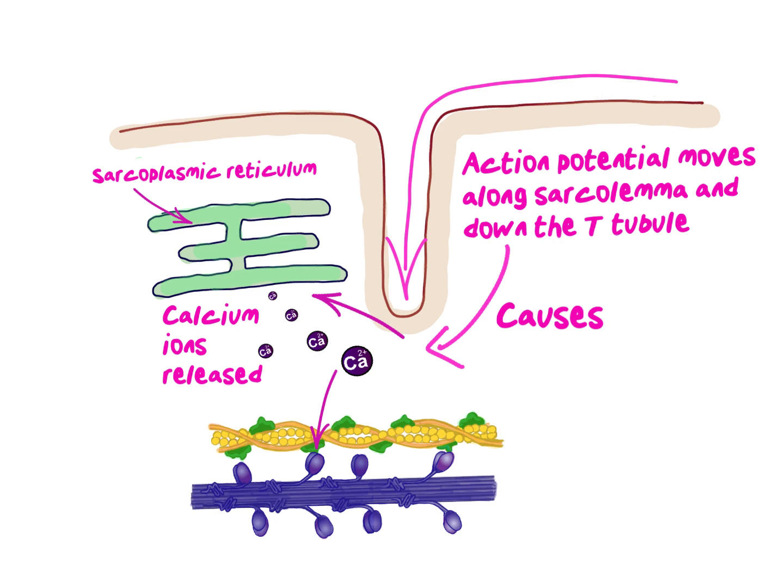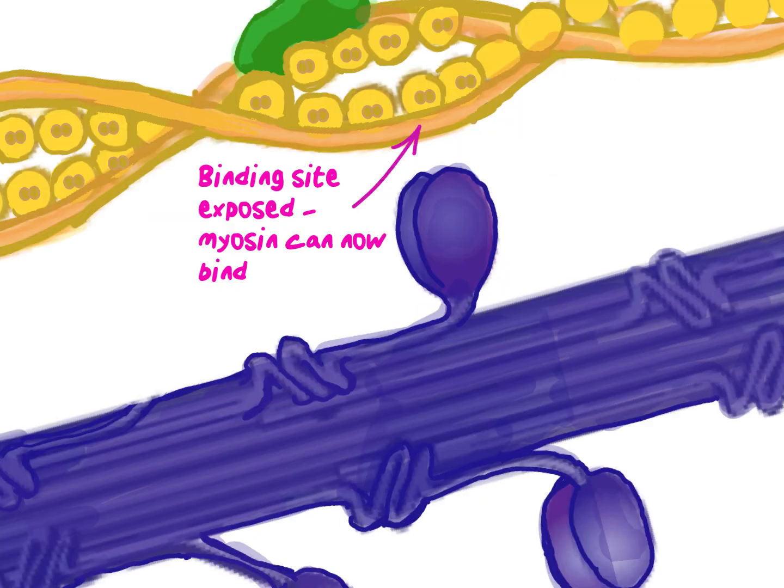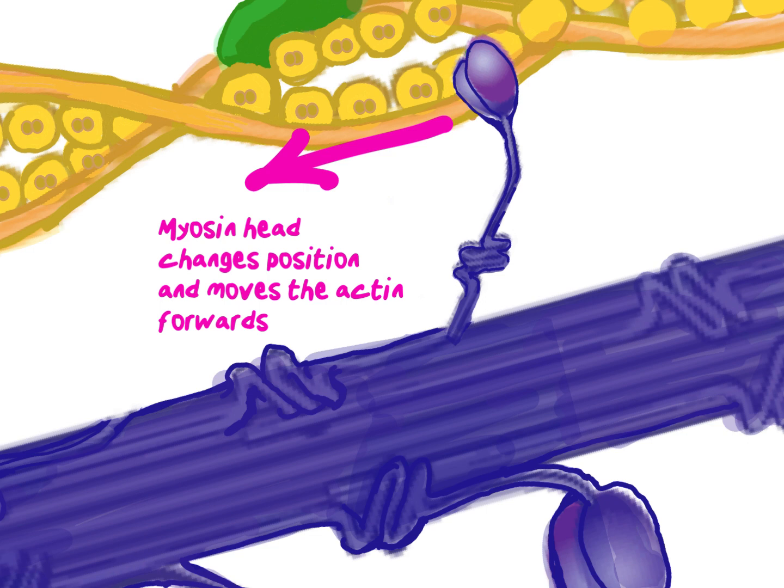Okay, so we've got an action potential stimulating the release of calcium ions from the sarcoplasmic reticulum, and those calcium ions will diffuse through the sarcoplasm towards the myofilament. So in the presence of calcium ions, we have the troponin turning and exposing the binding site, so myosin can now bind to the actin. The myosin head now bound to the actin will drive the actin filaments forwards. Okay, it's like a power stroke. It drives the actin forwards.